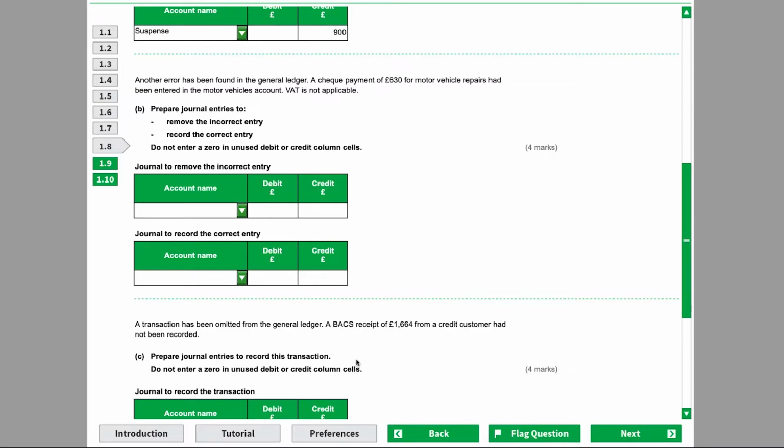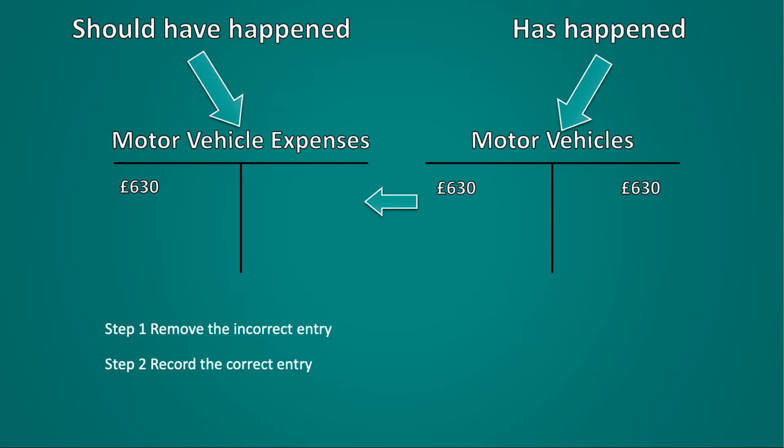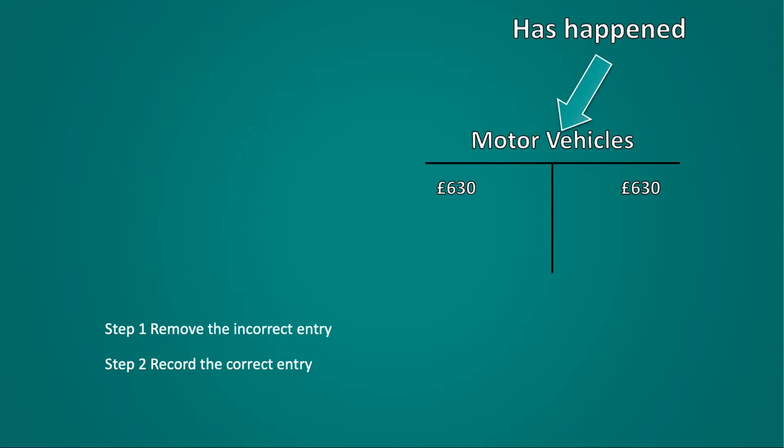Again, let's bring up the T account and have a look at this in more detail. So this is what should have happened, and this is what has actually happened. We need to get from what has happened to what should have happened. So step 1, remove the incorrect entry, and to do this we would credit the motor vehicles account, reducing the balance to 0. Step 2 is to record the correct entry, which would be to debit the motor vehicle expenses account as it should have been in the first place.